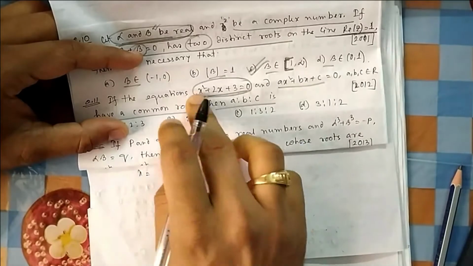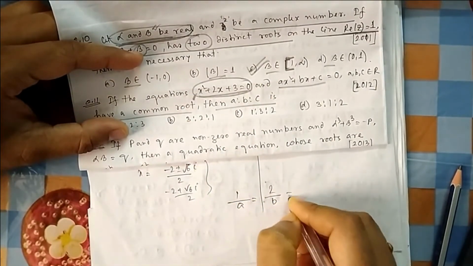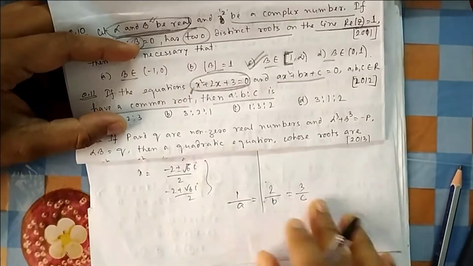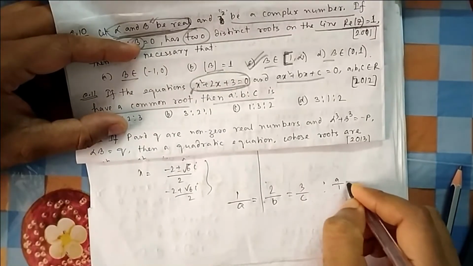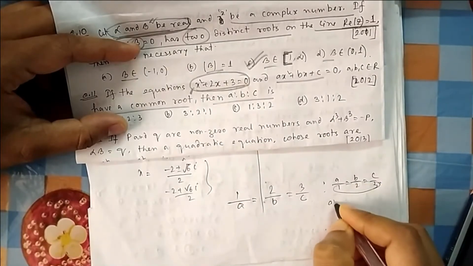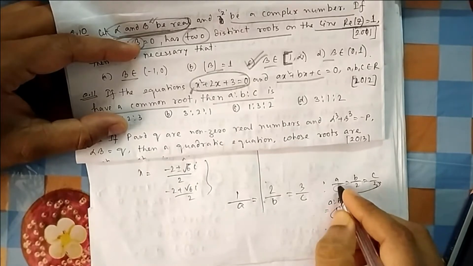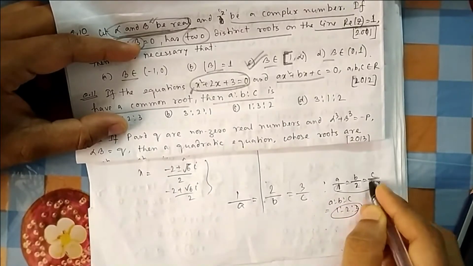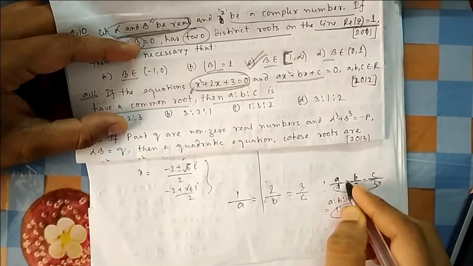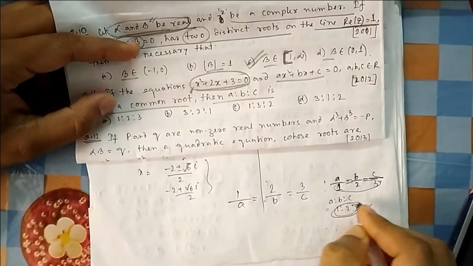That means this coefficient is 1, this coefficient is a, so 1 by a should be equal to 2 by b, should be equal to 3 by c. So from here itself you can say that a by 1 is equal to b by 2 is equal to c by 3. If it is in the below, you can directly say a is to b is to c is equal to 1 is to 2 is to 3. In the ratio, if the numbers are in the denominator and the variable is the numerator, then from the denominator itself you can directly say the ratio, so that it will be 1 is to 2 is to 3.